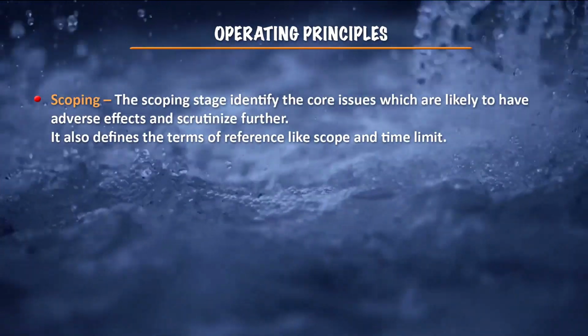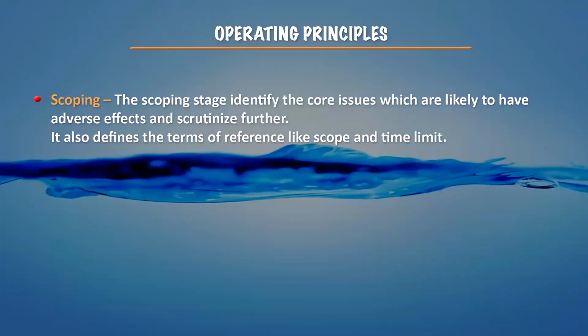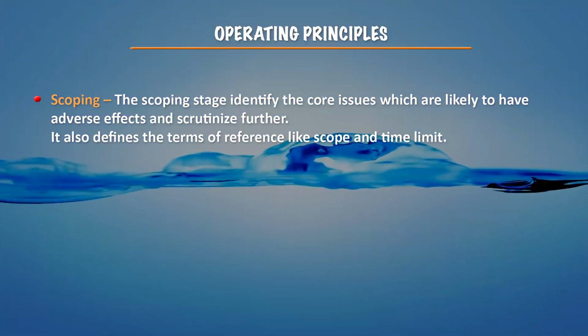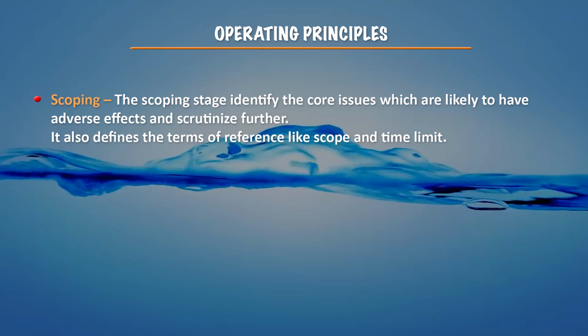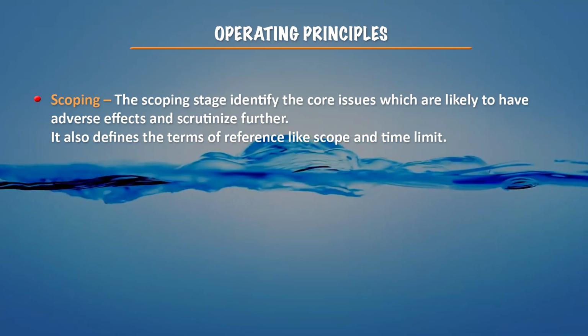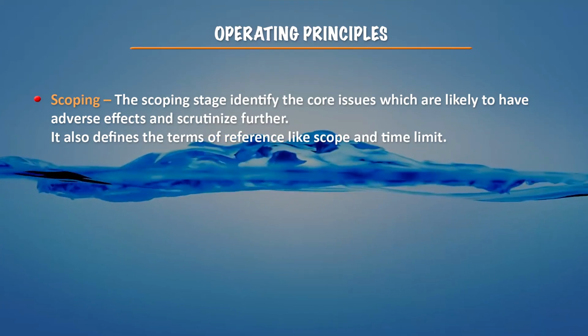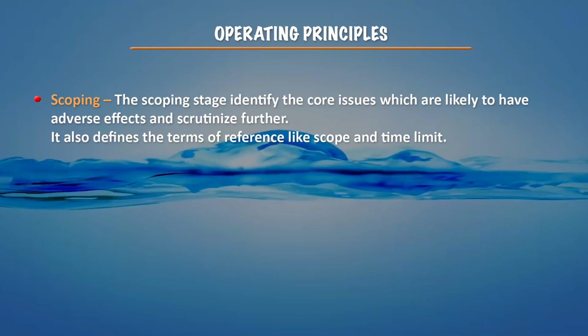And the next step of the operating principle is the scoping step. The scoping stage is to identify the core issues which are likely to have adverse effects and scrutinize them further. It also defines the terms of reference, like scope and the time limit.